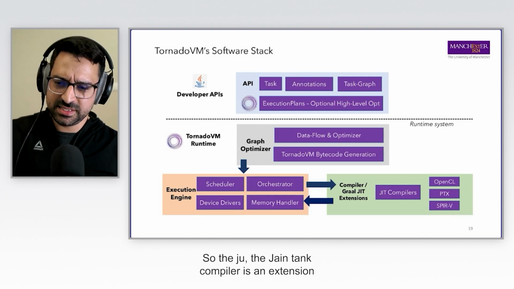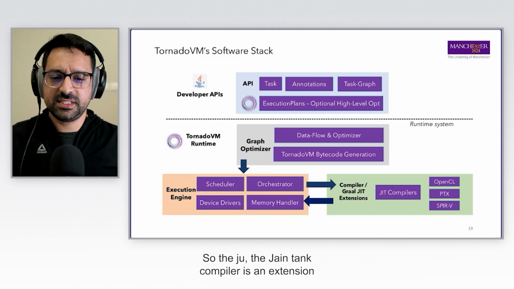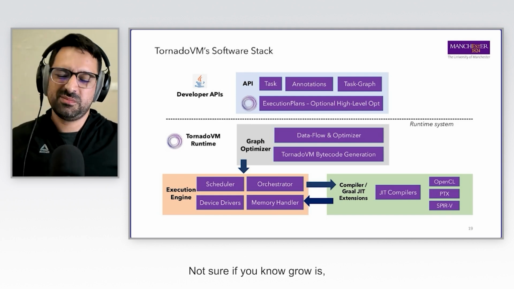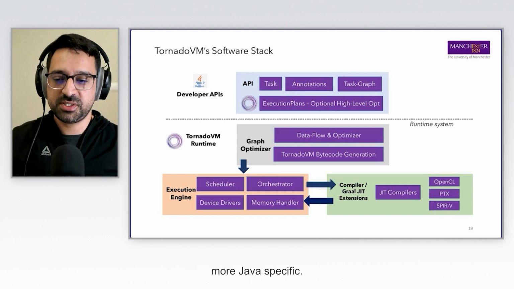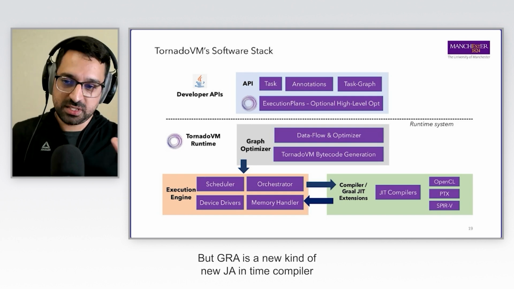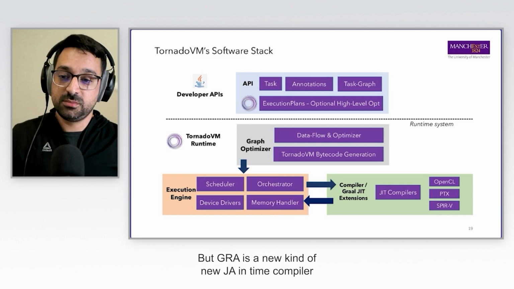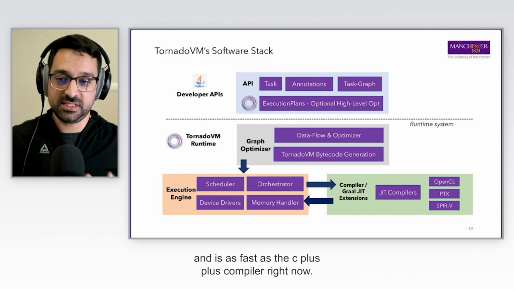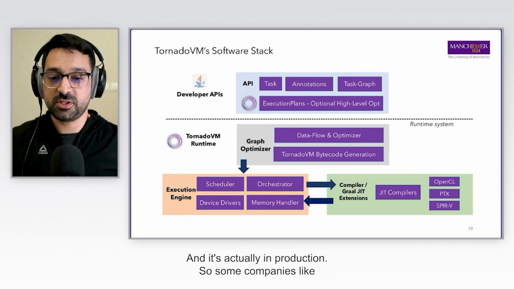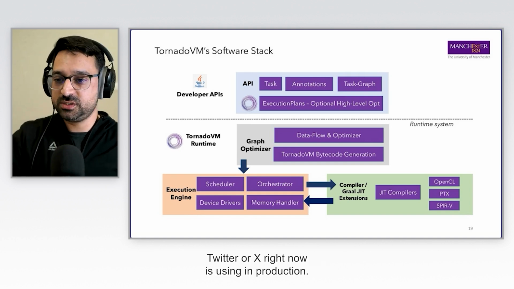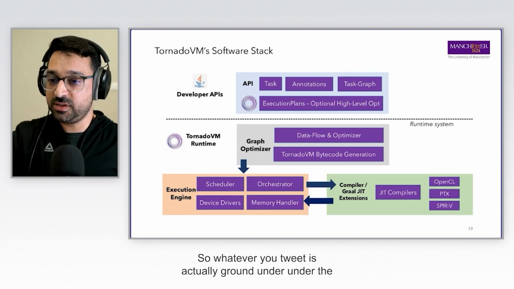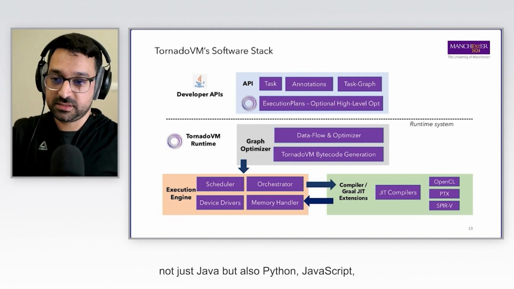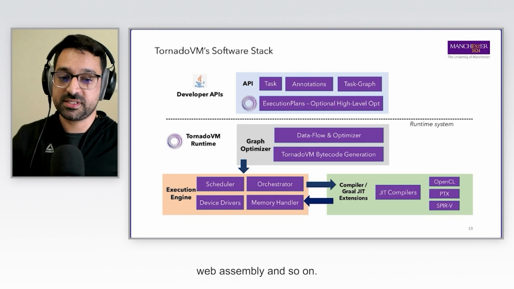So the just-in-time compiler is an extension of the Graal JIT compiler. Not sure if you know Graal, especially in this conference, which is more Java specific. But Graal is a new just-in-time compiler for Java, written in Java, and is as fast as the C++ compiler right now. And it's actually in production. Some companies like Twitter, or X right now, are using it in production. So whatever you tweet is actually run under the hood. And you can run many programming languages, not just Java, but also Python, Ruby, JavaScript, WebAssembly, and so on.